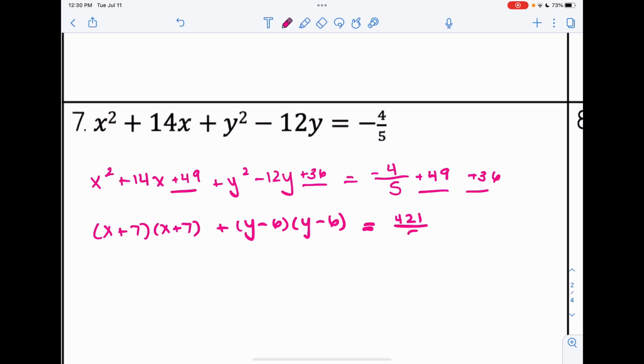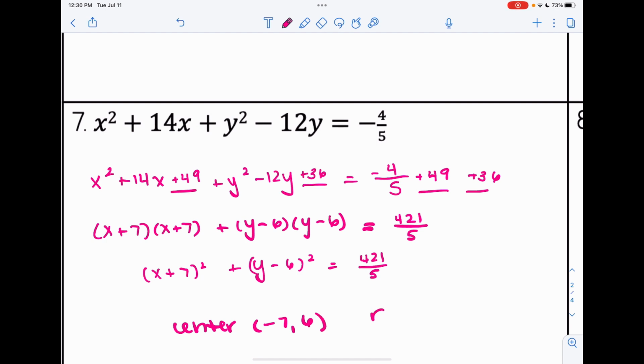I'm just using my calculator to get that, and I get 421 over 5. You could also do common denominators if you wanted to do it by hand. So I don't have to actually do too much with the fraction besides just add it to some whole numbers over there. Now I'm in center radius form. My center is -7, 6, and the radius is the square root of 421 over 5.